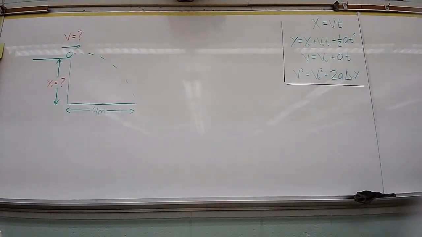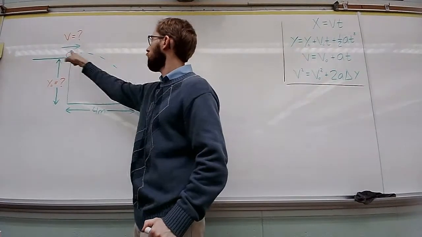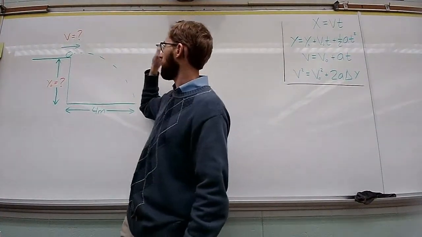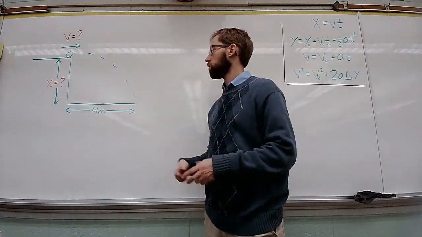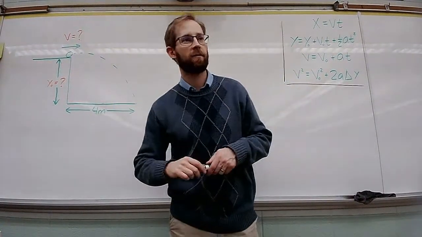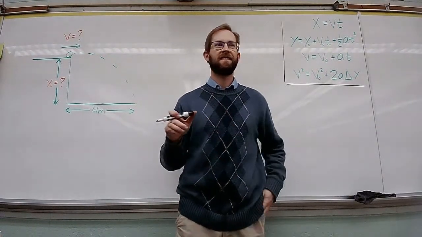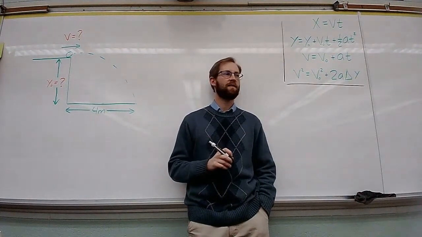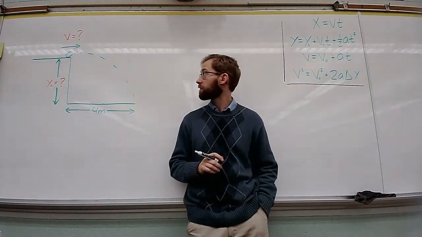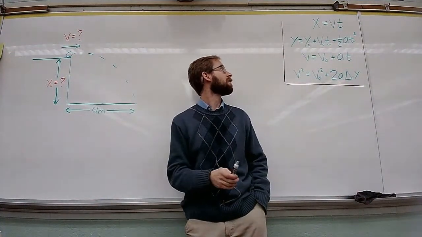Let's take a look at the questions then. So this was the first scenario. We've got an object that's rolling horizontally off a table. We want to find its velocity. We want to find its height. Which one should we go after first? What do you feel like? Let's do velocity first.